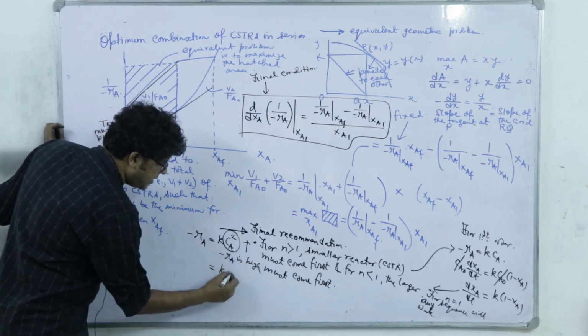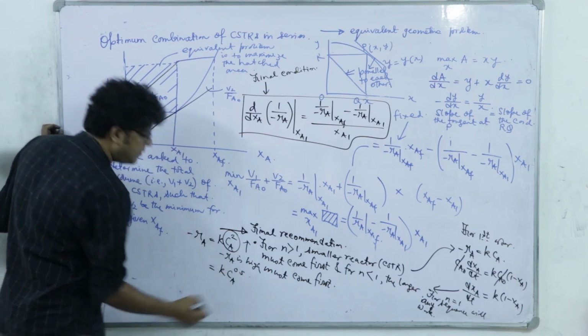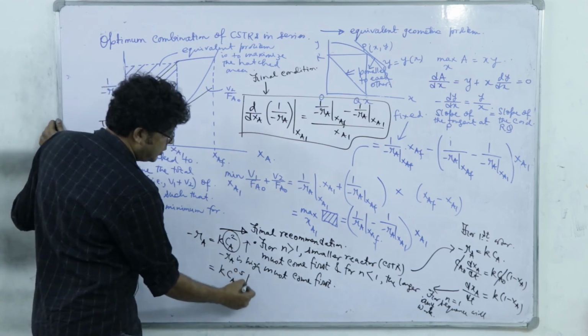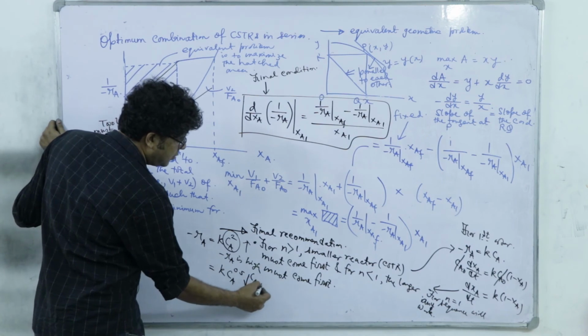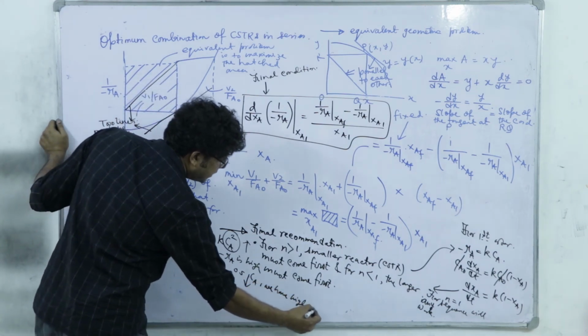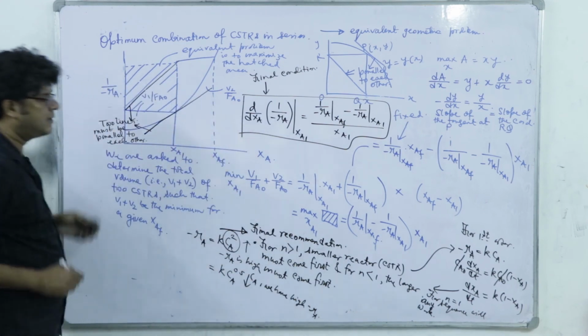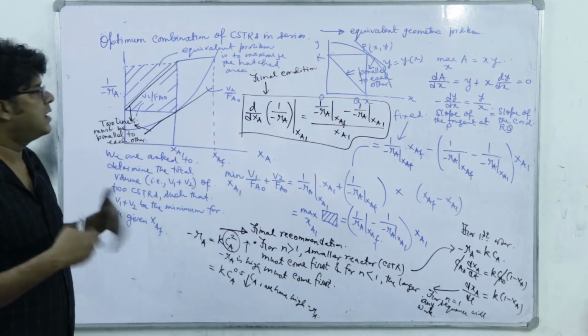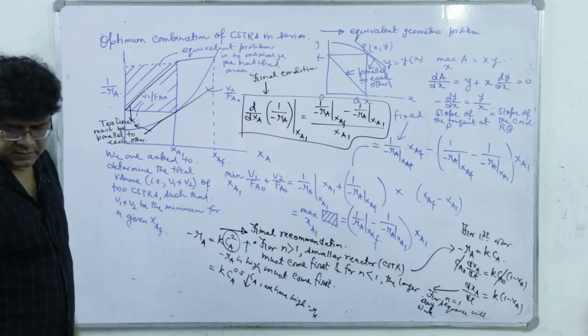But if it is K into Ca to the power 0.5, so you keep Ca low, we have high minus Ra. So, that is the basic idea. You have to keep the concentration as large as possible.